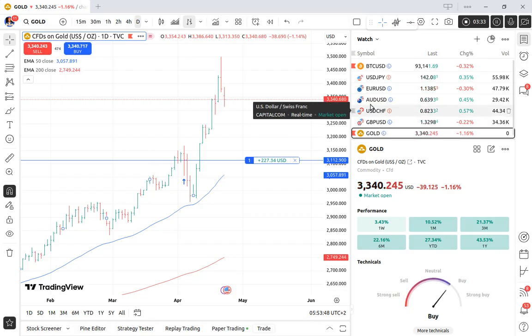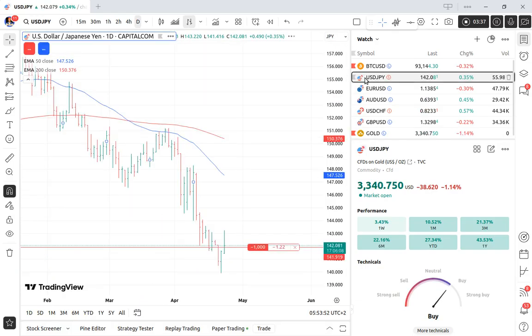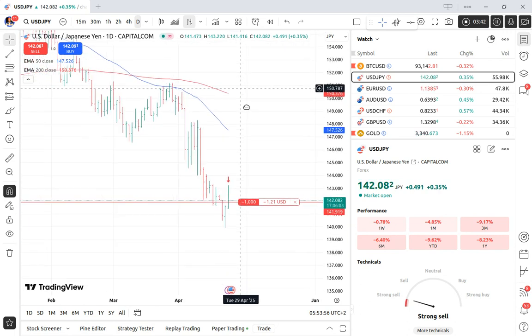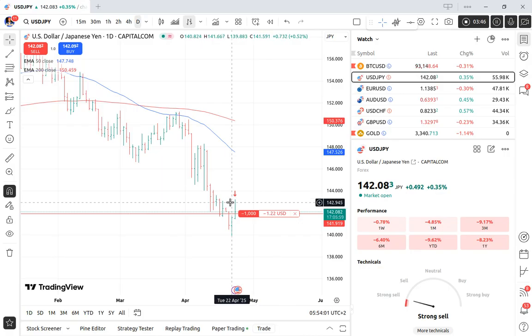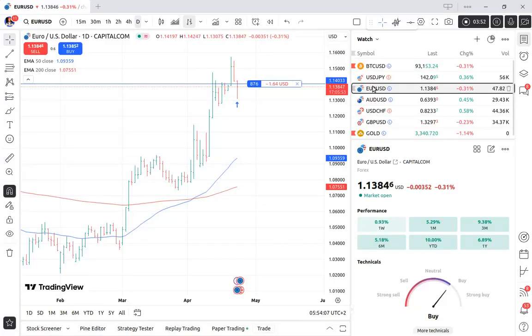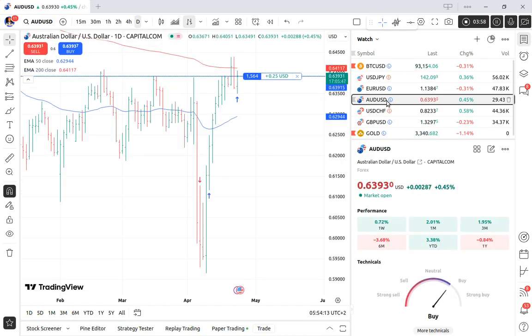So I took all the forex pairs which align with the dollar, including the USD JPY, which is the Japanese yen. As you can see, it is crashing here, the correction from the short side. Then I took the EUR USD as well, which had a correction from the downside, which was a buy, and this one as well.